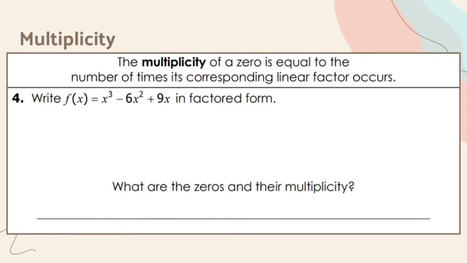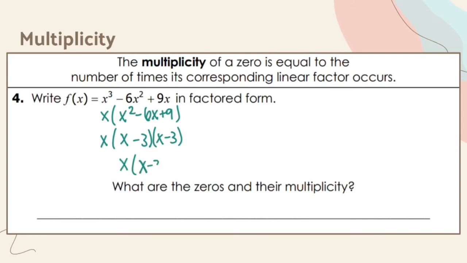Now let's talk about multiplicity. The multiplicity of a 0 is equal to the number of times its corresponding linear factor occurs. So let's factor this new equation. We're going to take an x out again. We get x squared minus 6x plus 9. And then we factor that into two binomials. This time we're going to get x minus 3 and x minus 3. So this shows up twice. We could also write this as x times (x minus 3) squared.